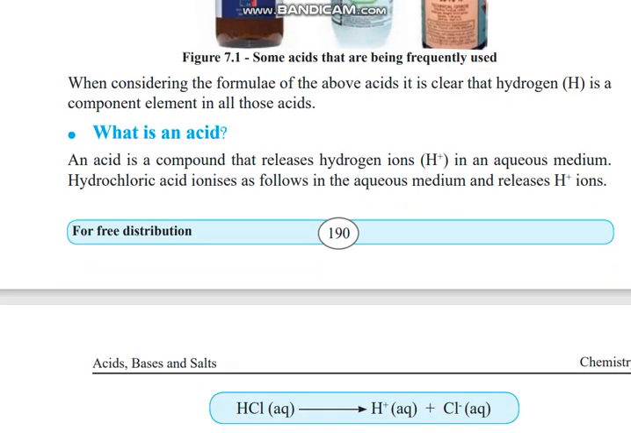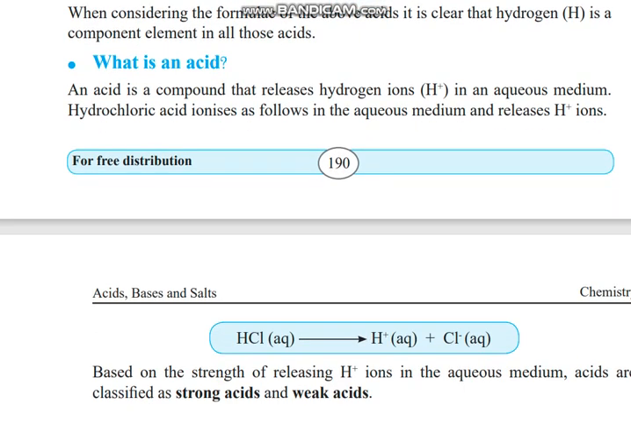Now let's see what is an acid. This definition is very important. At the end of the page they have asked a question, what is an acid? So they can ask a question like that, so you should be able to write the meaning. An acid is a compound that releases hydrogen ions in an aqueous medium. Hydrochloric acid ionizes as follows and releases H plus ions. That means if a compound is dissolved in water and it can release H plus ions, we call it an acid.